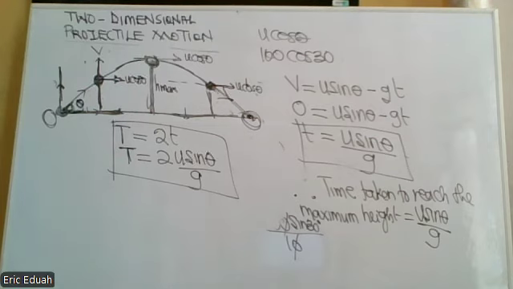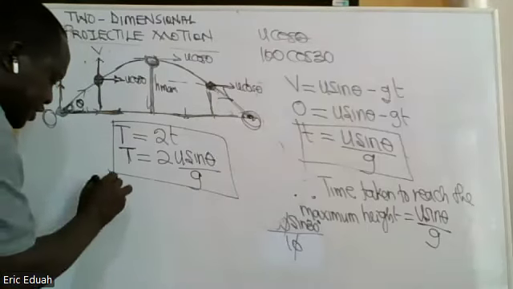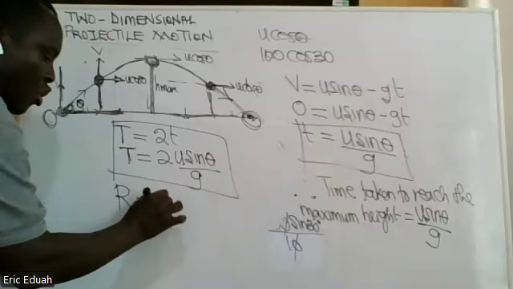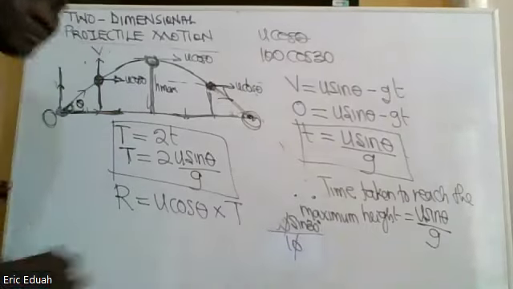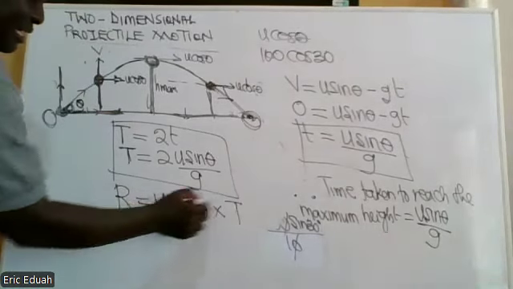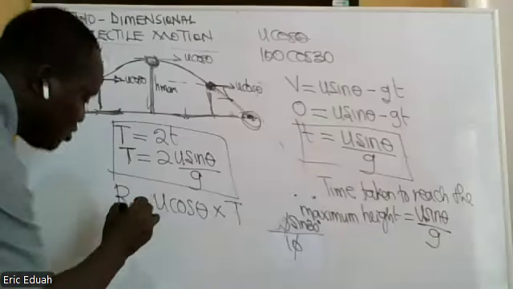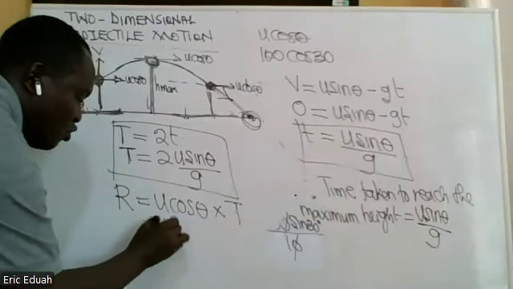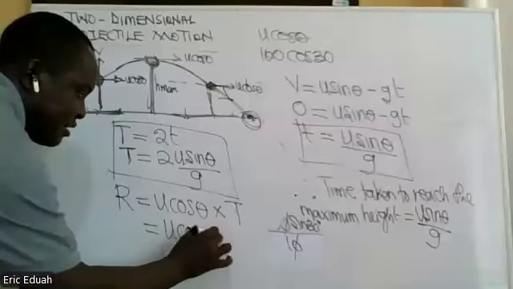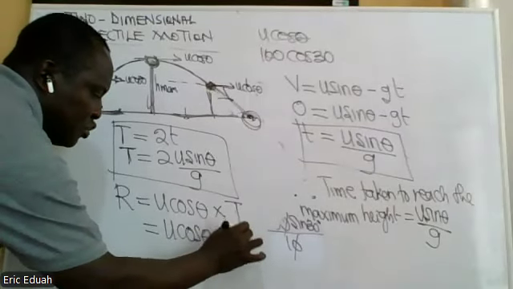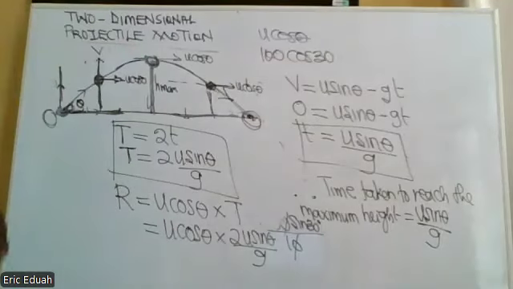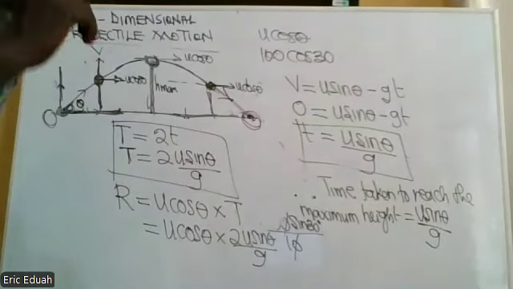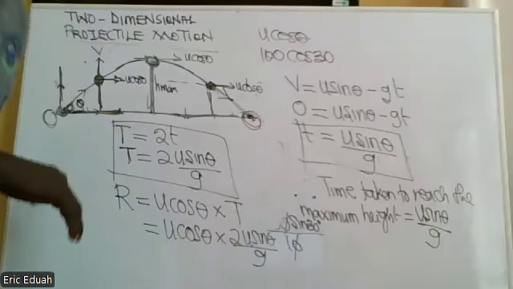Remember earlier, we also said that the range is equal to u cos theta times the time of flight. We can modify this equation and write it as u cos theta times 2u sine theta over g. The formula is not important. What is important is the understanding.